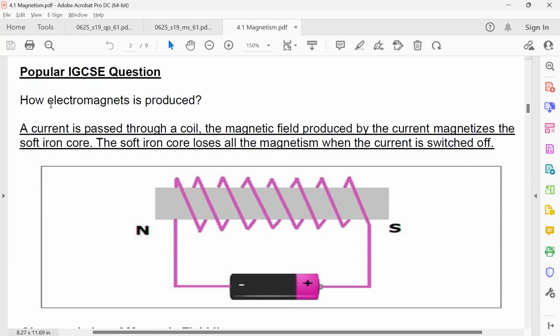Okay, anyways, moving on to the next part here. This is quite a popular topic. You must understand this concept because this part carries on to the next few chapters later on, especially AC and DC. So if you don't understand, you better make sure you know.